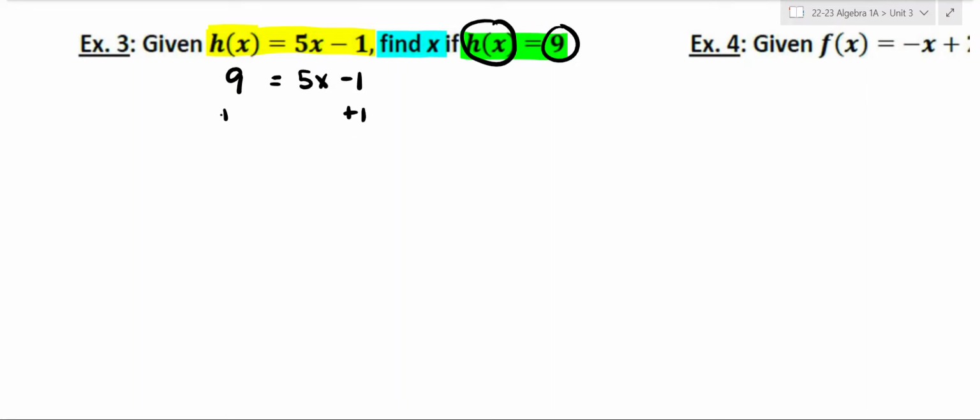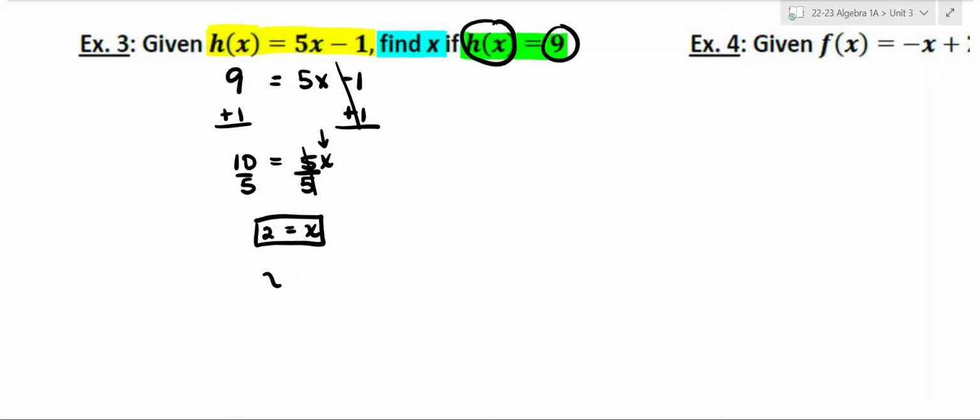All right, so now we can solve for x. 9 plus 1 is 10. And to completely isolate the x, we need to divide out the 5 on both sides. X is equal to 2. All right, and of course we can write it as x equals 2 as well.